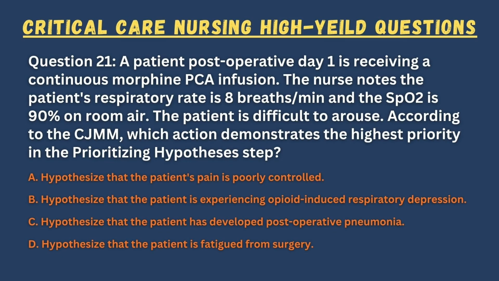Question 21. A patient post-operative day 1 is receiving a continuous morphine PCA infusion. The nurse notes the patient's respiratory rate is 8 breaths per minute and the SpO2 is 90% on room air. The patient is difficult to arouse. According to the CJMM, which action demonstrates the highest priority in the prioritizing hypotheses step? A. Hypothesize that the patient's pain is poorly controlled. B. Hypothesize that the patient is experiencing opioid-induced respiratory depression. C. Hypothesize that the patient has developed post-operative pneumonia. D. Hypothesize that the patient is fatigued from surgery.